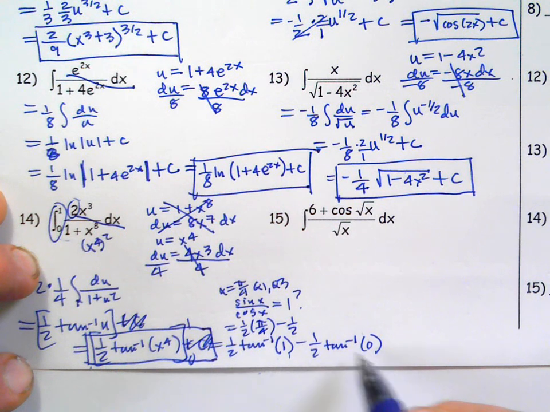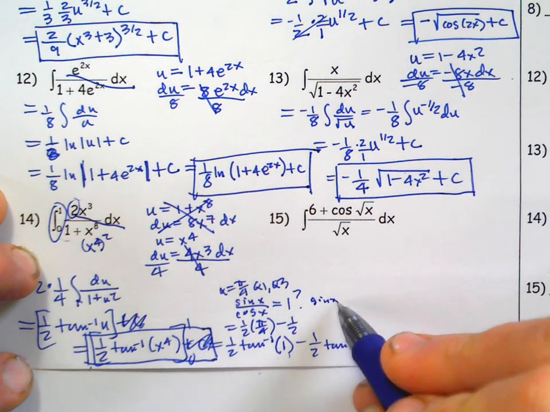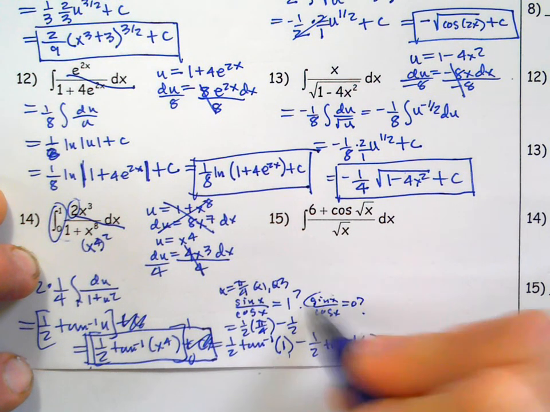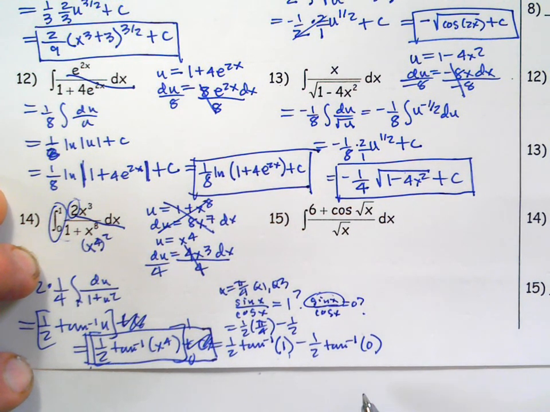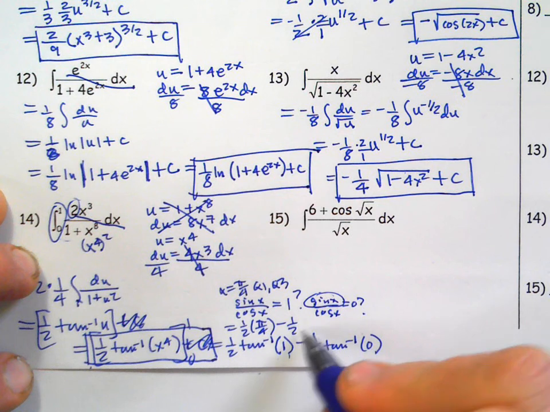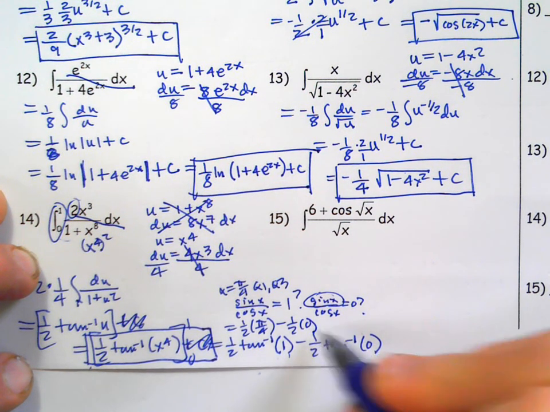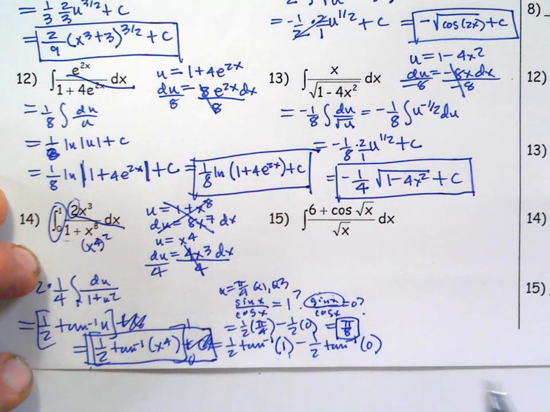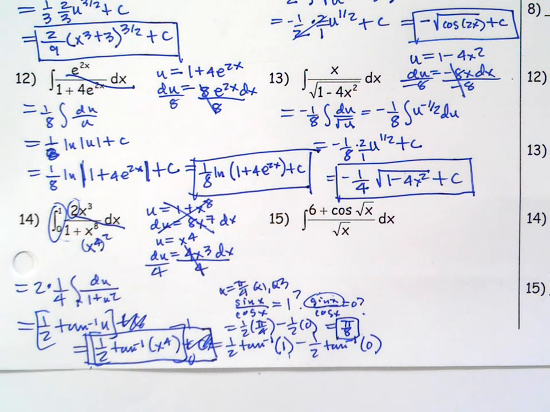What would you plug in this tangent to give you 0? Well, what would you plug in a sine over cosine to give you 0? Essentially, what would you plug in a sine to give you 0? 0. So the final answer is pi over 8. Got to be good at your trig. Definitely not a trig in the AP test.